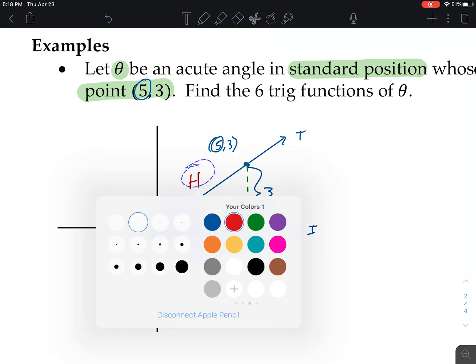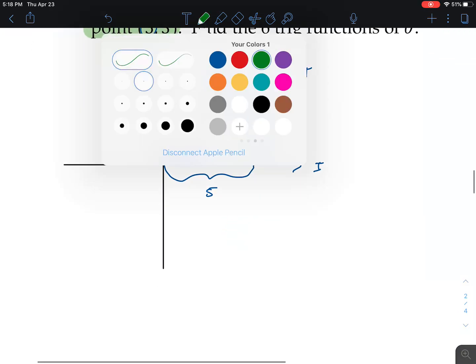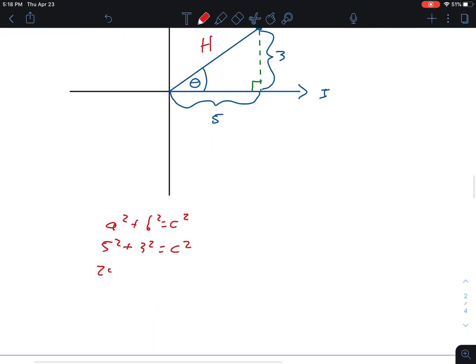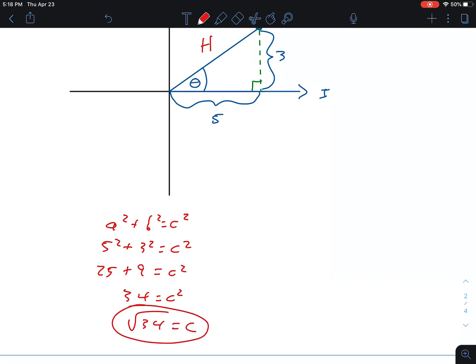Except, how much is that? Well, very easy to find. What's my hypotenuse going to be? a squared plus b squared equals c squared. 5 squared plus 3 squared is equal to c squared. 25 plus 9 is 34, so the square root of 34. That's my hypotenuse.